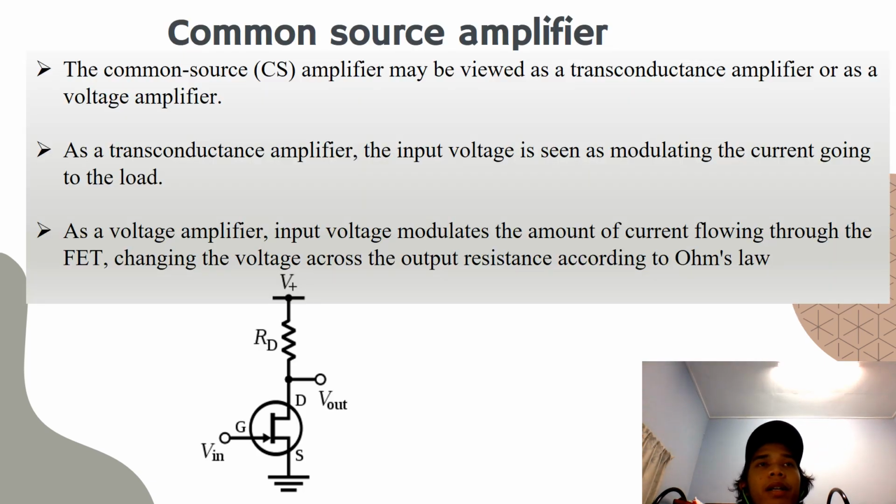Common source amplifier. The common source amplifier may be viewed as a transconductance amplifier or as a voltage amplifier. As a transconductance amplifier, the input voltage is seen as modulating the current going to the load. As a voltage amplifier, input voltage modulates the amount of current flowing through the FET, changing the voltage across the output resistance according to Ohm's law.